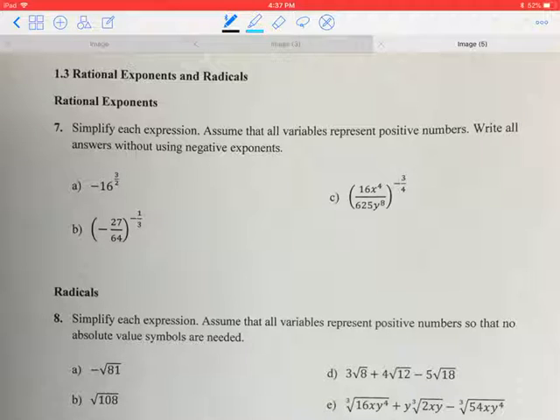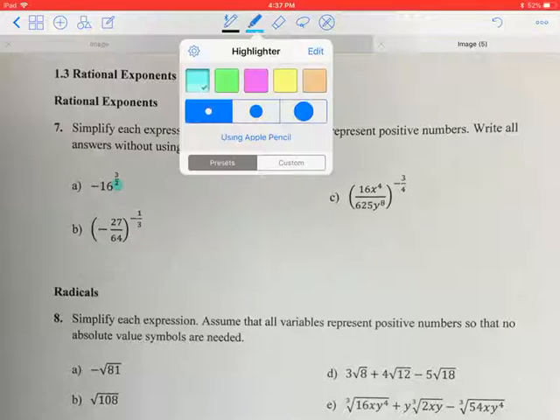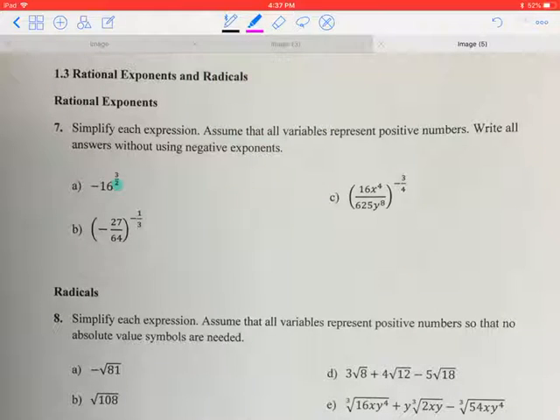Okay, we're on section 1.3 of the review, and we are looking at number 7. So on these three, we are looking at some fractional exponents. A couple of things to remember. The bottom number is going to be your root, and your top number on your exponent will stay your exponent.